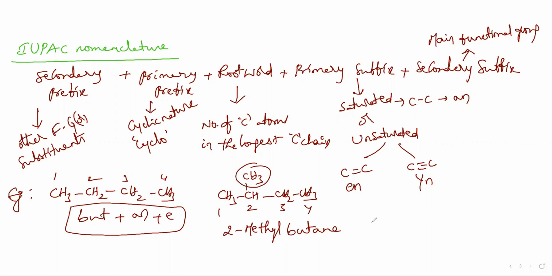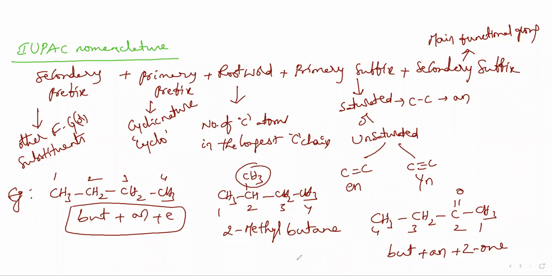2-methyl. How many carbons? 4. So butane. If you include a functional group, CH2, CH, CO, CH3, 1, 2, 3, 4. But, all are single bonds, ane. Second carbon, you are having ketone, 2-one. Or simply you can write 2-butanone. So this is how you should write an IUPAC name. Done.